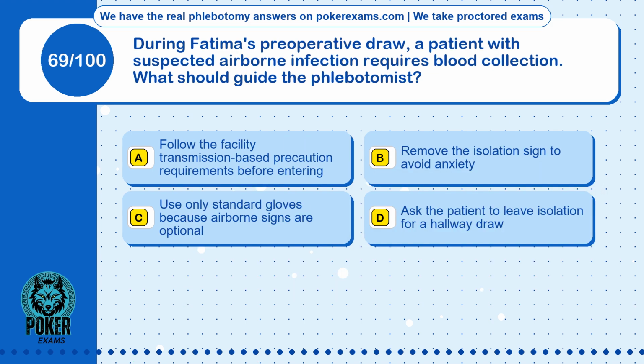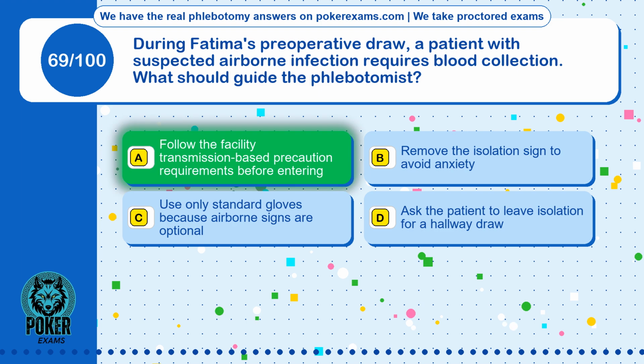Question 69. During Fatima's preoperative draw, a patient with suspected airborne infection requires blood collection. What should guide the phlebotomist? Option A, follow the facility transmission-based precaution requirements before entering. Option B, remove the isolation sign to avoid anxiety. Option C, use only standard gloves because airborne signs are optional. Option D, ask the patient to leave isolation for a hallway draw.